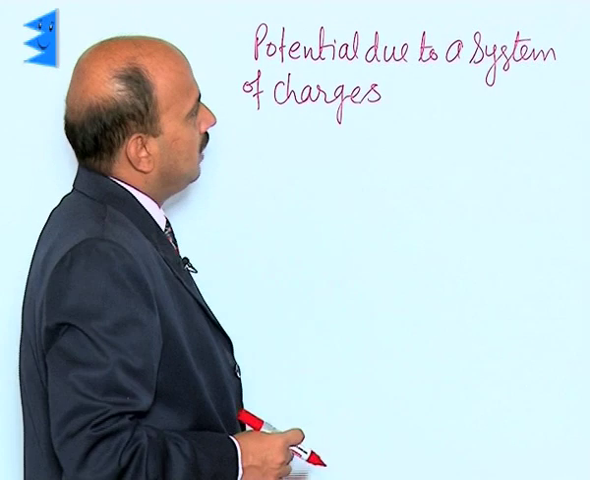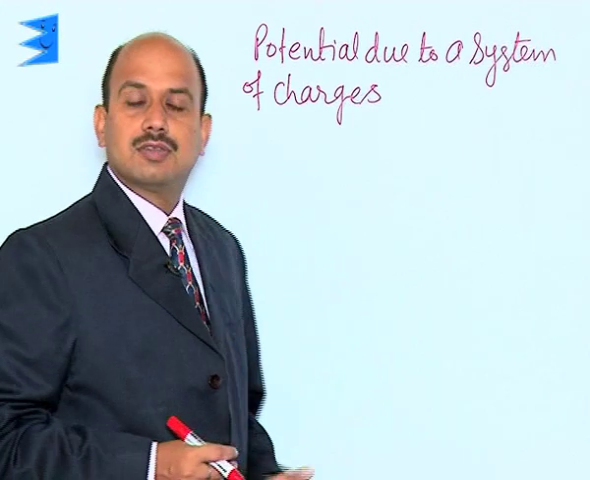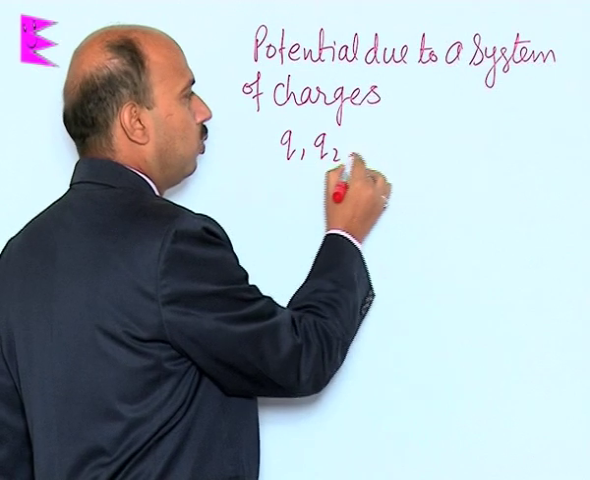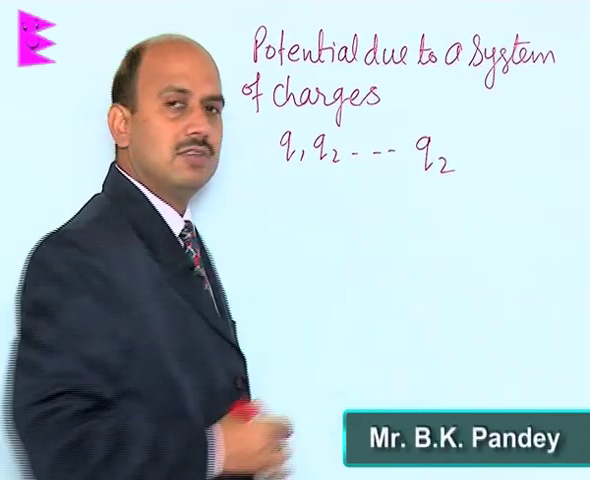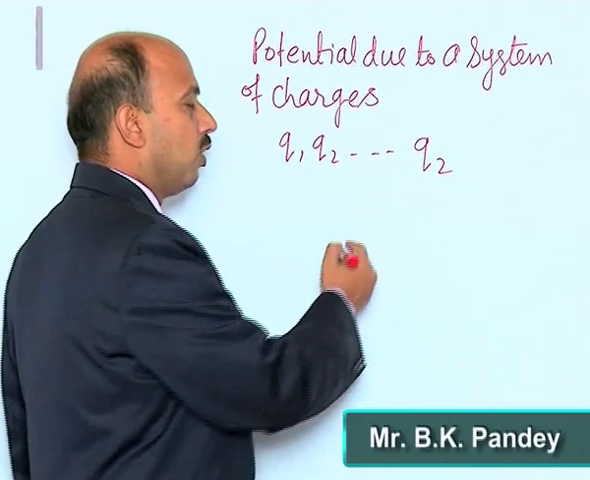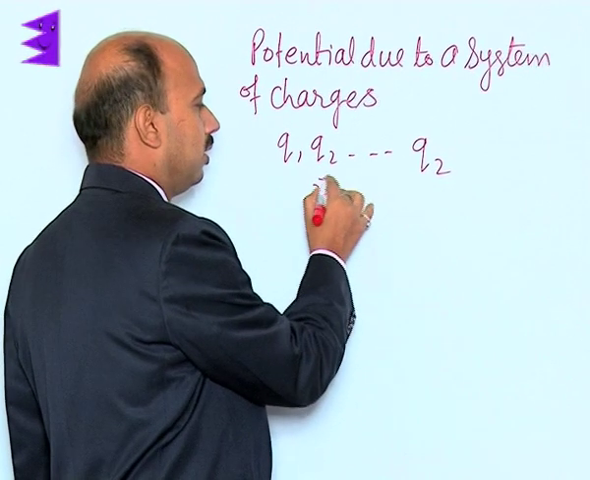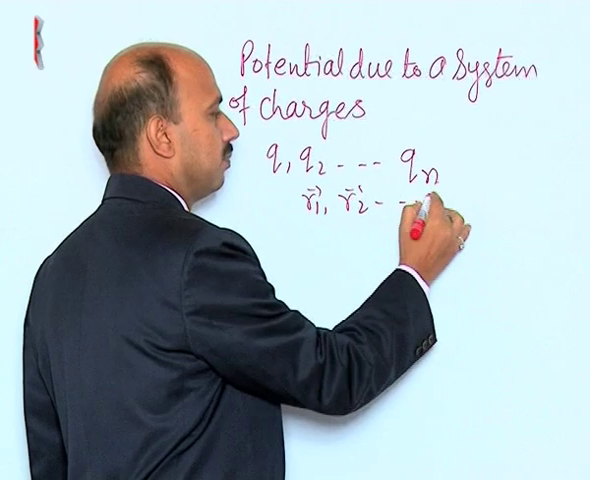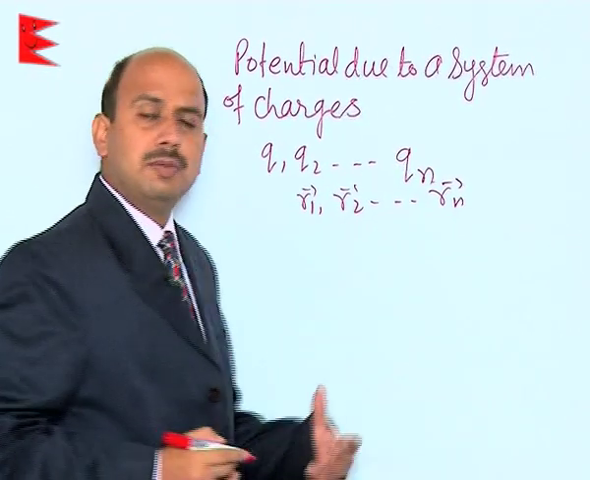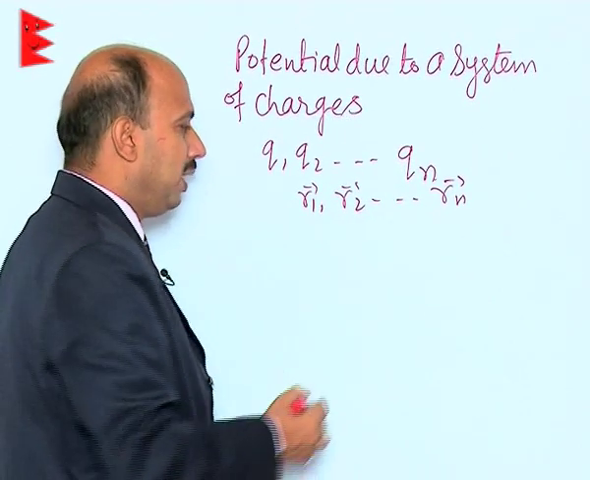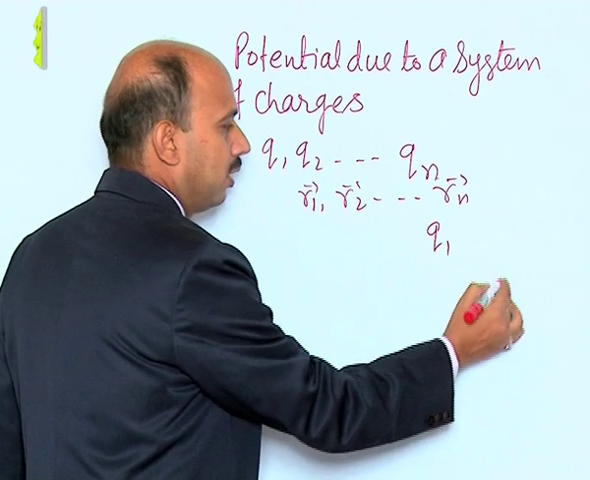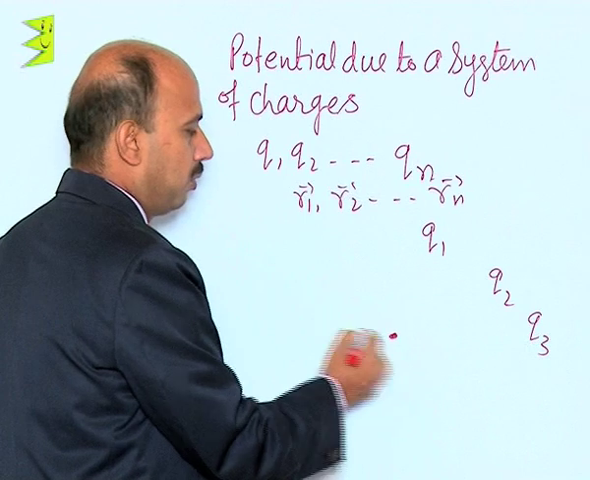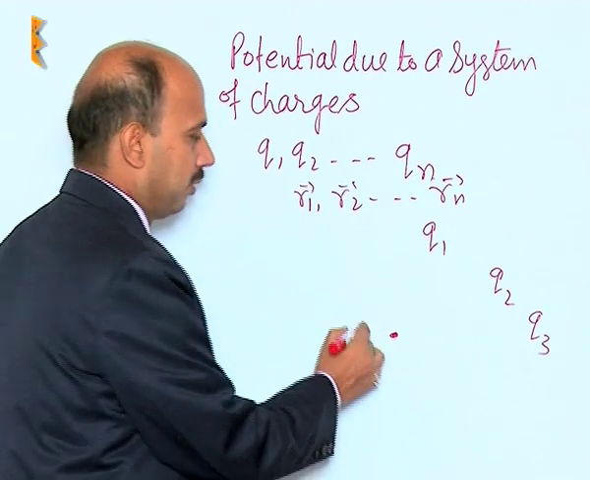So, now we have to find the potential due to a system of charges. Suppose there are charges Q1, Q2 and Qn which have position vectors R1, R2 and Rn relative to some origin. We can take the charge Q1 over here, Q2 over here, Q3 over here, and you have to get the electric potential at this point here.